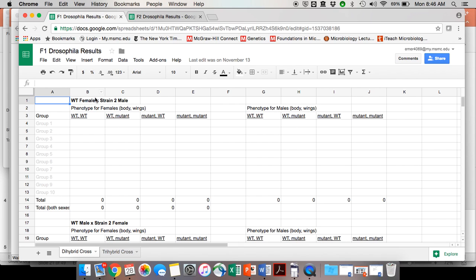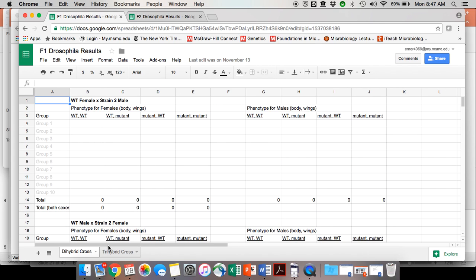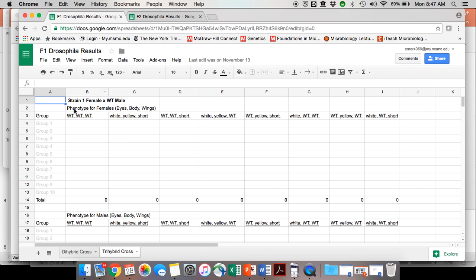You can see that each of these is identical to the other, except one is for your F1 data, the first set of flies that you counted, and one is for the F2 data, the second set of flies that you counted. These sheets are broken up by reciprocal cross, and also by the type of cross. On the bottom of each, you can see two tabs. One says dihybrid cross, for your wild type crossed with strain 2. The other says trihybrid cross. This is your wild type crossed with strain 1.